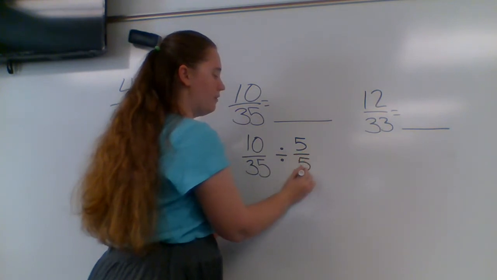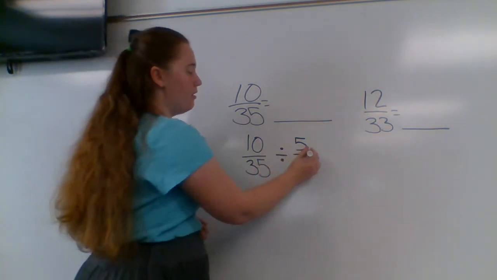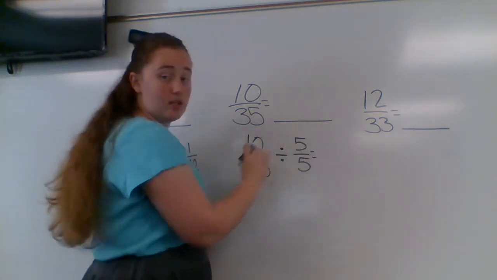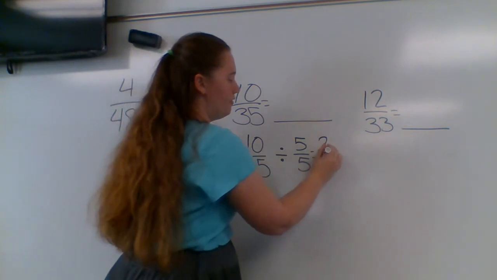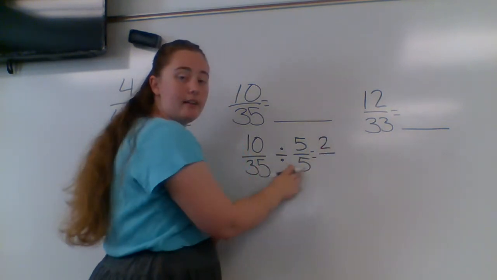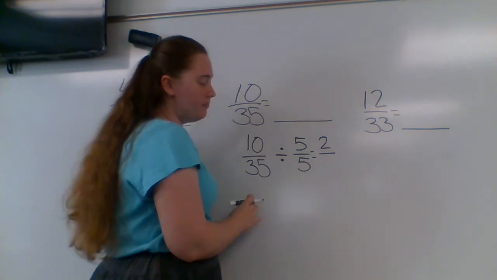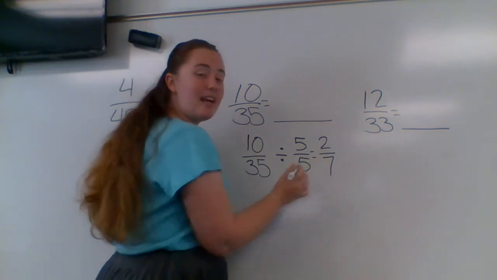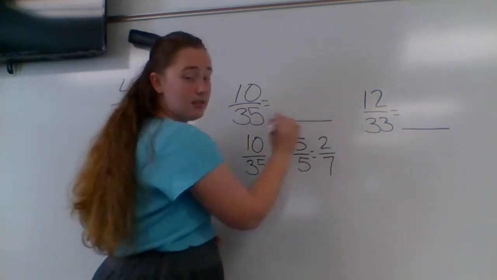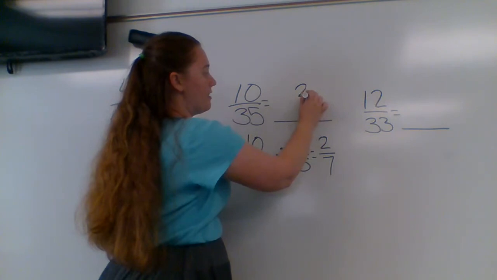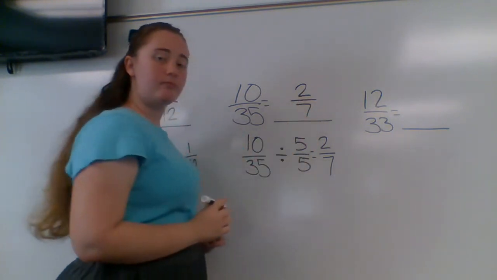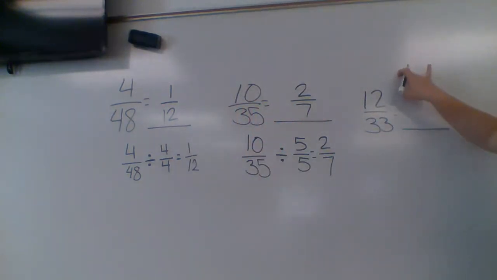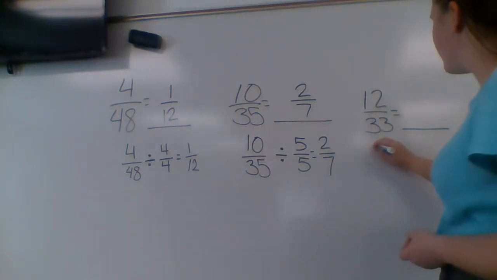5 over 5. We're going to say that is equal to 10 divided by 5, divide right across the top, and 35 divided by 5, divide across the bottom, is 7. So my answer is 2 over 7. Go ahead and write that down. One more problem. We have 12 over 33. Go ahead and copy that down.